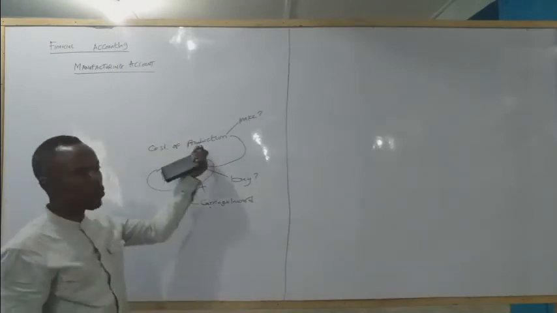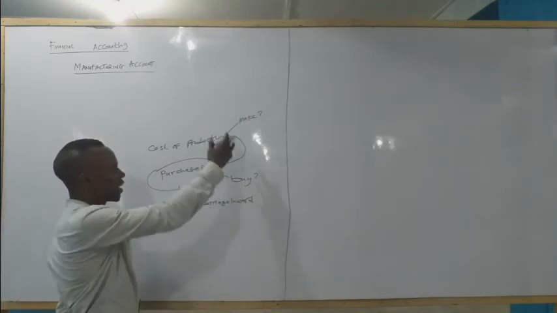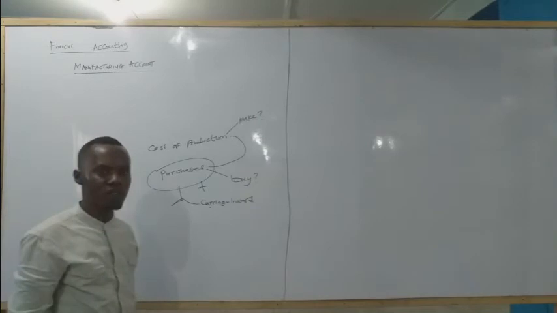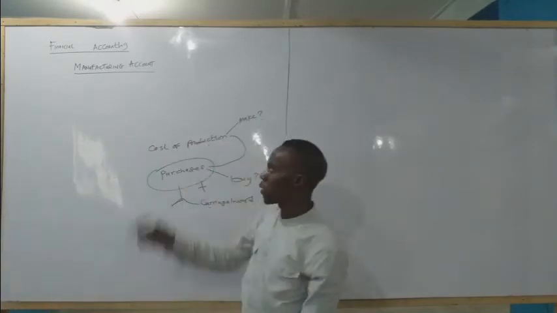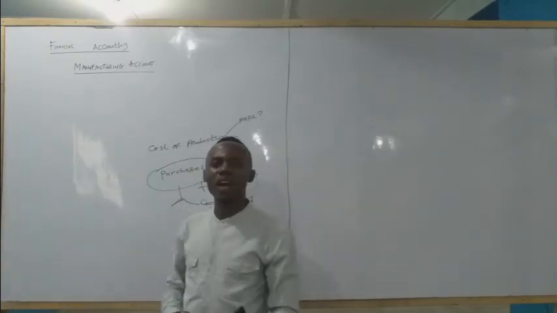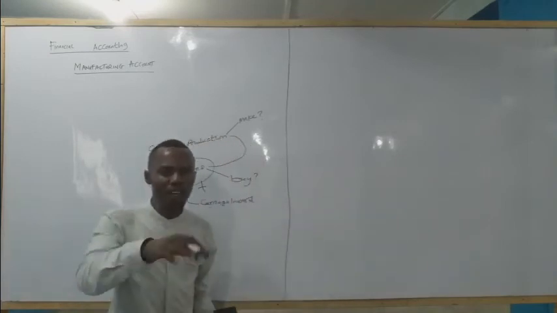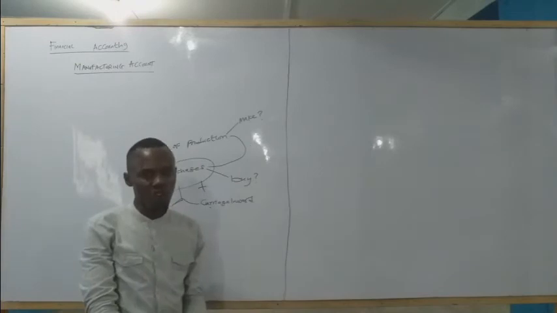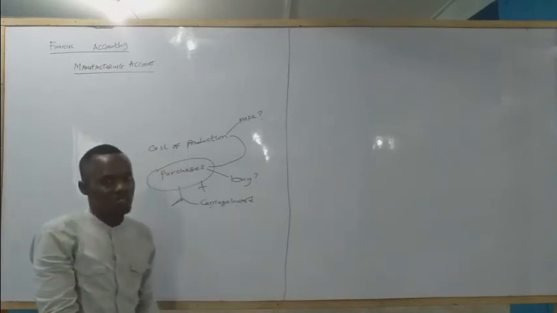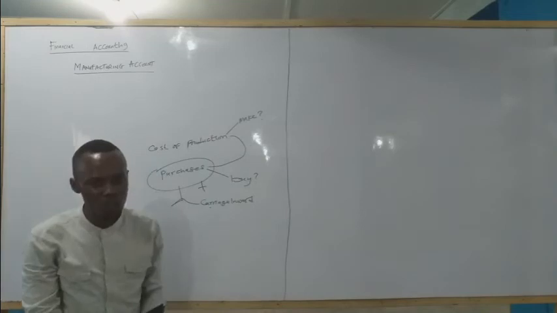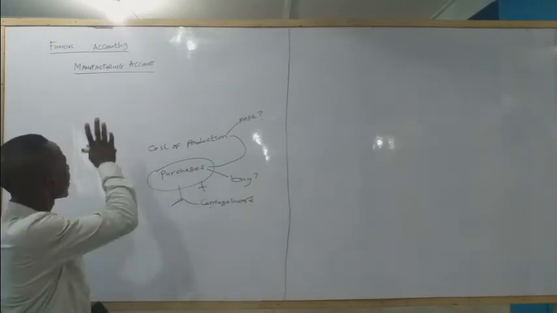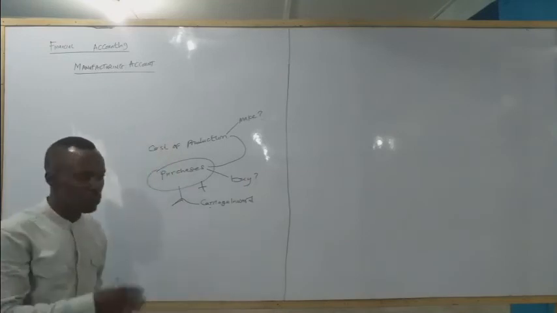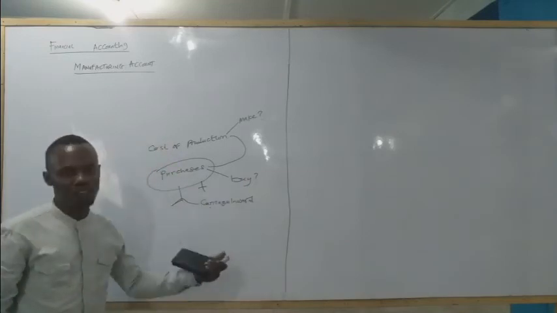But if our cost of production is higher than our purchases plus carriage inward, then we choose to buy. So that is the reason why we call it manufacturing account. You don't just start manufacturing without considering whether it will be better for you to purchase it and be selling that thing that you want to manufacture. You don't just start manufacturing. You have to make your budget. Make your decision whether to make or to buy those goods.